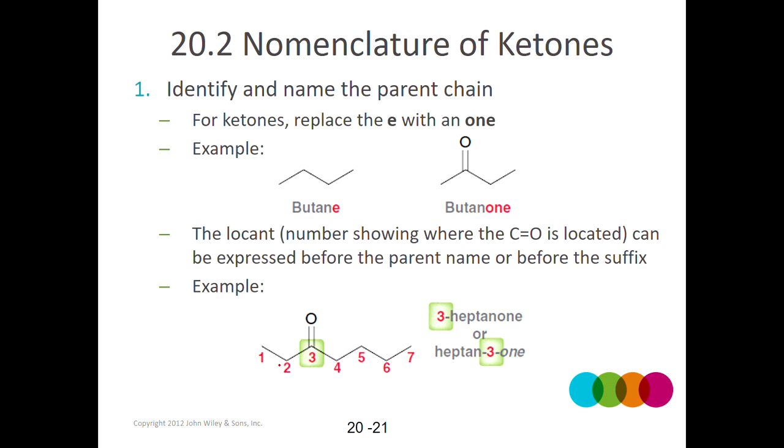All right, so that's for aldehydes. We'll take a look at some ketones. The suffix for an aldehyde is AL. The suffix for a ketone is ONE or ON. Since a ketone is never going to be on the end of the chain, if it was on the end of the chain, then it would be an aldehyde, and it would be named with an AL suffix. A ketone is always going to be somewhere in the middle of the chain. So depending on where it is, we need a number to locate it, and that number can go before the parent name or before the ketone ONE suffix.